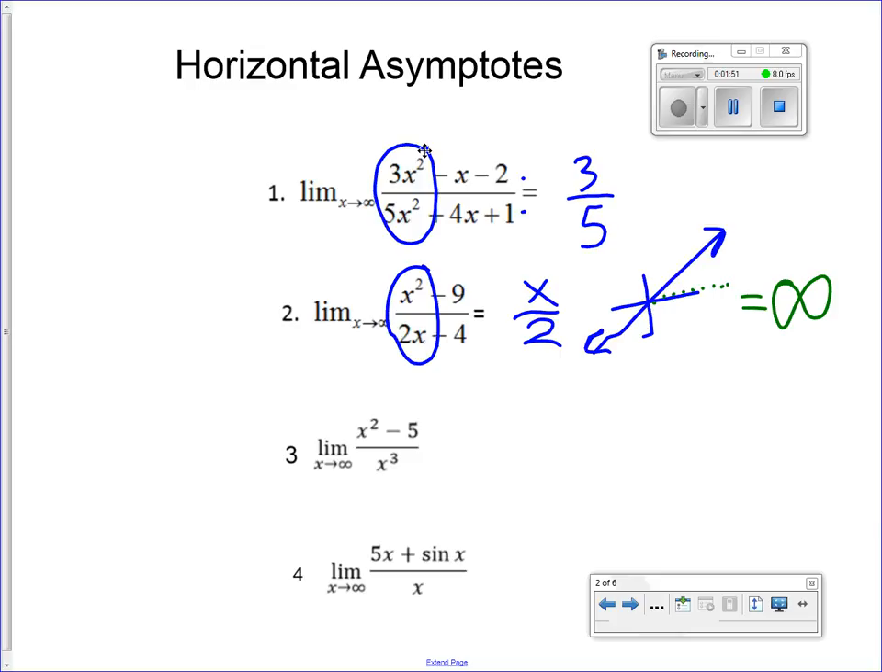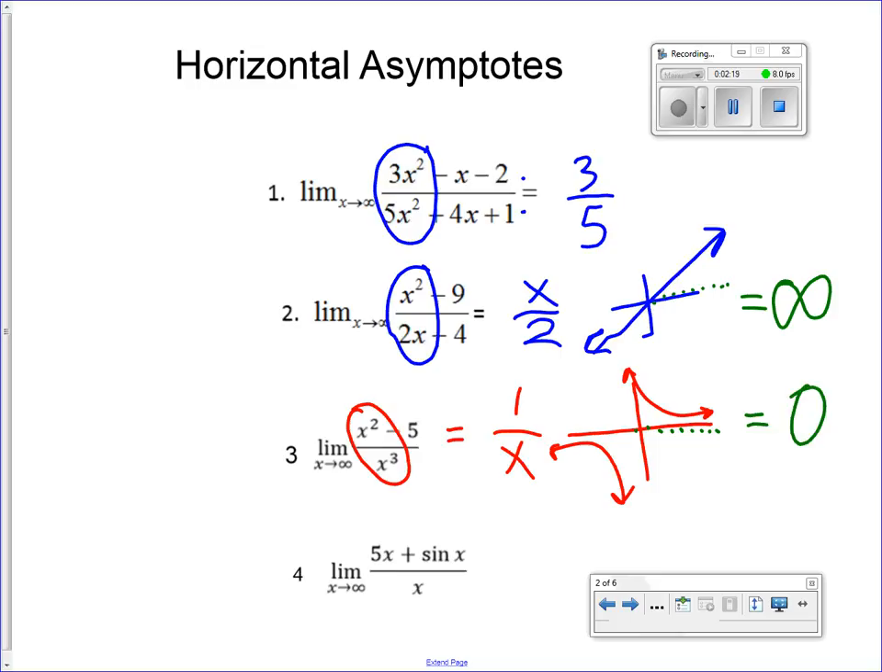Let's look at number 3. This time, the higher exponent is in the denominator. So if we simplify our leading coefficients, we get 1 over x. You need to know what the graph of 1 over x looks like. It's the parent function of all rational functions, and it looks like this. So from this graph, you can see that as you approach infinity, your outputs are getting closer and closer to 0.